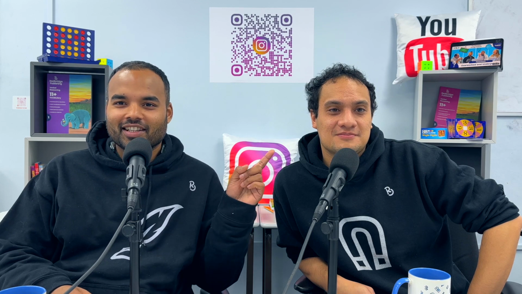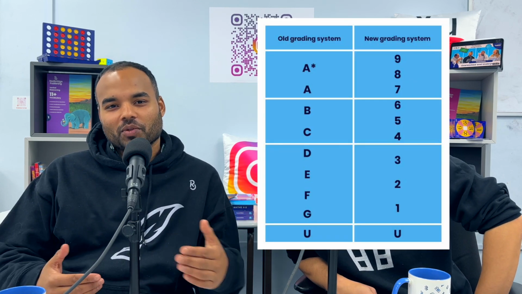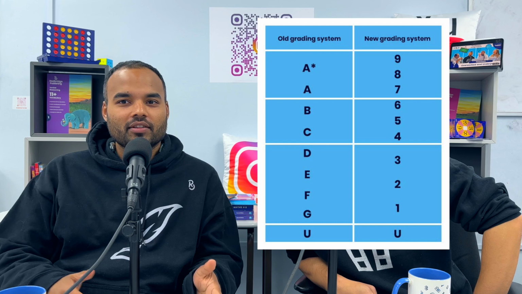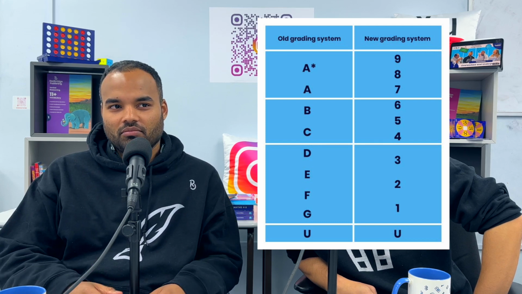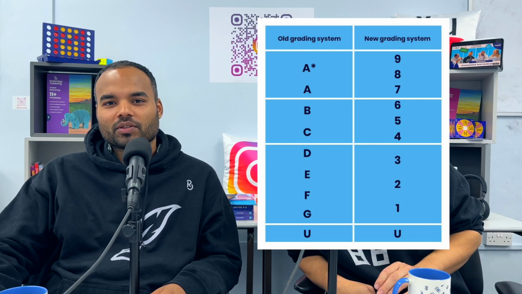The foundation tier is graded from 1 to 5, as in the highest you can get is a grade 5 if you're sitting in the foundation tier. A 4 is a pass. If you look in front of John's face now, you'll see a table listing the number grades and their corresponding letter grades based on the old grading system. So the foundation tier goes from 1 to 5. The higher tier goes from grades 4 to 9.